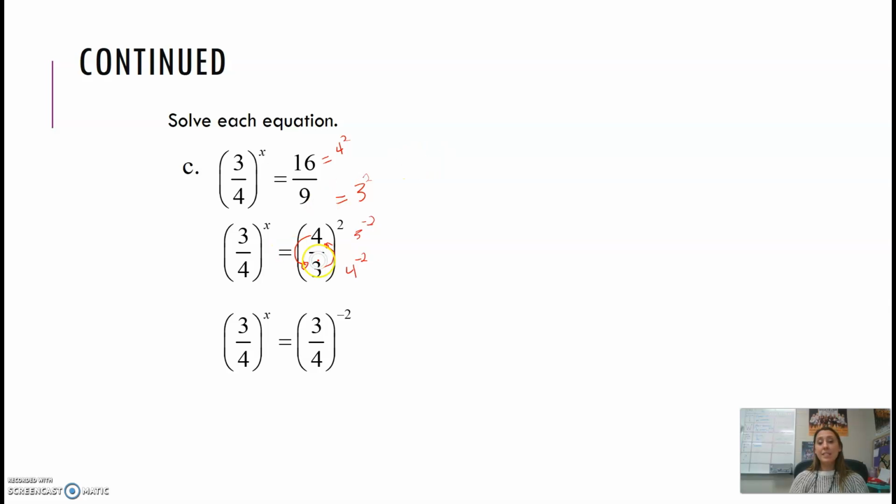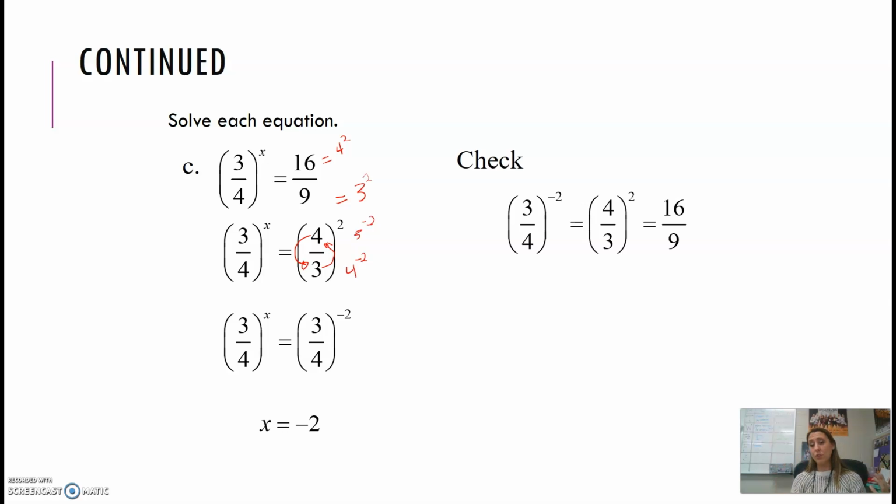So this isn't an instance where a negative exponent makes sense because we're solving. So now we have exactly the same base, exactly the same base. Now we can set the exponents equal to each other. And so x is equal to negative 2. Well, that's true. And here's exactly why. If we plug it in right there, we end up with 4 over 3 squared because we want to make it positive to solve. And we end up with 16 over 9. So our solution is x is equal to negative 2.